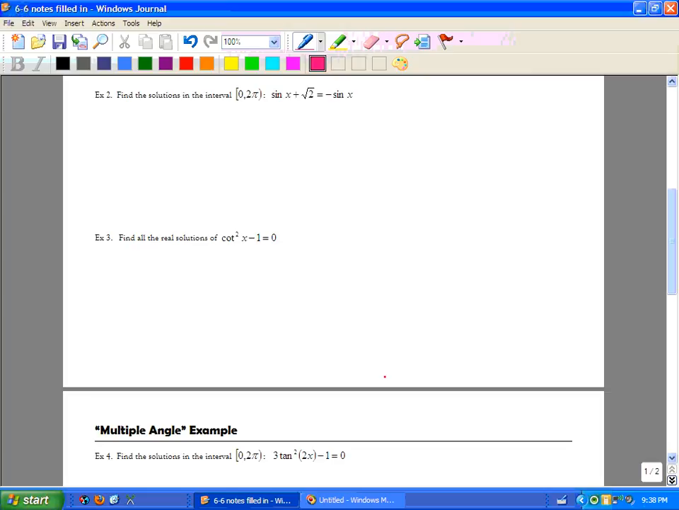For our next example, it says to find the solutions in the interval 0 to 2 pi. So we've got sine x plus the square root of 2 equals negative sine x. Just like before, you probably want to put all of your trig functions on one side. So that will give you 2 sine x. And move your numbers to the other side, so negative square root of 2. And then you'll divide by 2 to get sine x by itself.